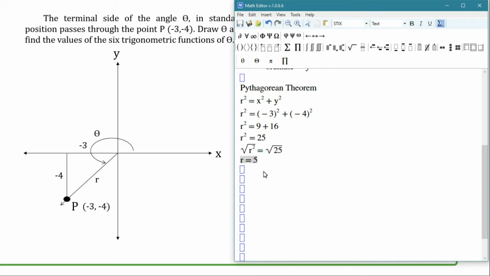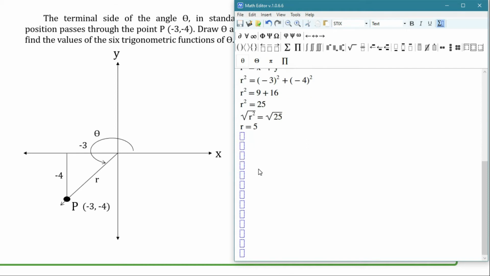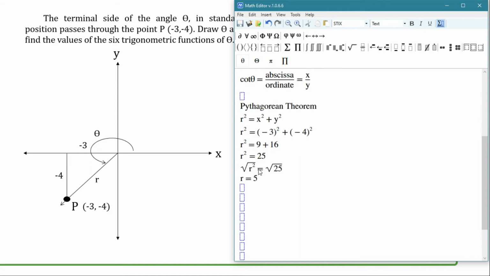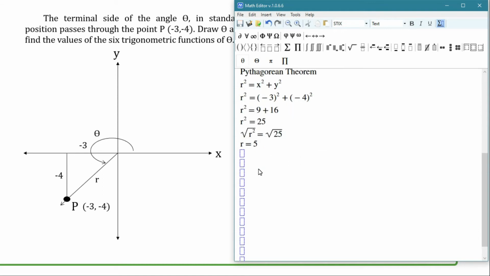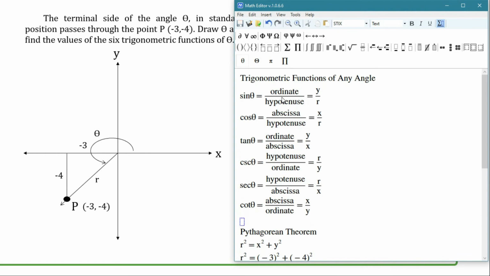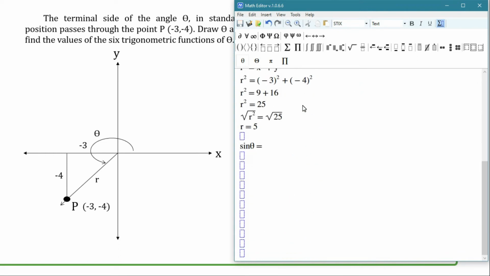Okay? Next. So we are now ready to find for the different trigonometric functions of this given angle theta. So let us now proceed with the first function, that is the sine function. So the sine function, as we define, that is ordinate over the hypotenuse. So our ordinate would be negative 4. So meaning to say, our sine function or sine theta would be negative 4 over the hypotenuse, which is the value of r, that is 5. Okay, so sine theta would be negative 4 over 5.